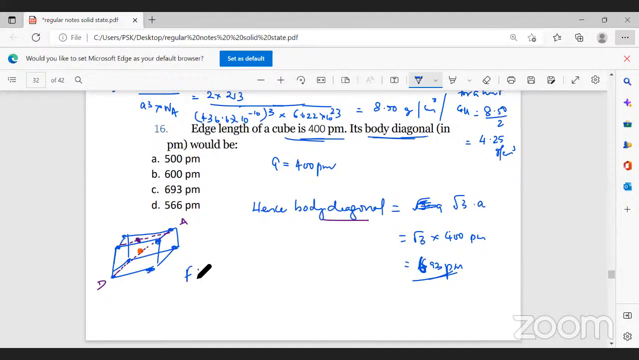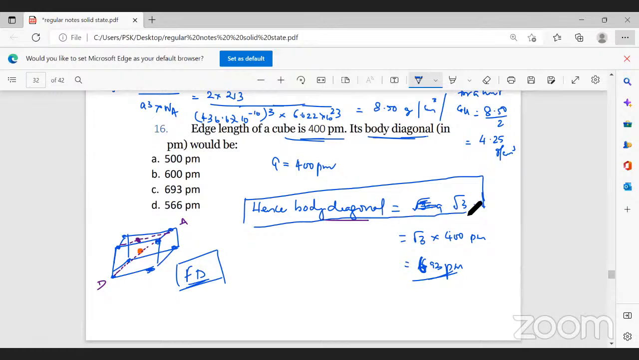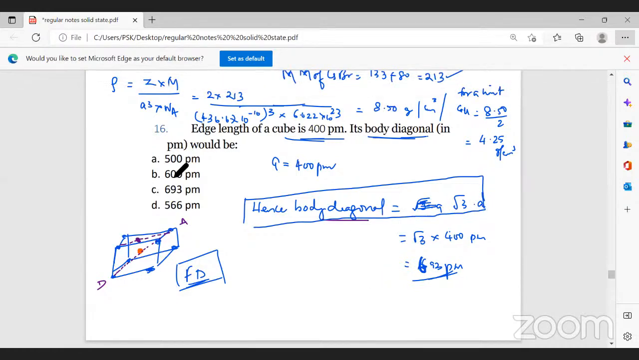The formula I have to remember: body diagonal is root 3 A. Find out the face diagonal and tell me tomorrow what the relation is. So you have to remember this formula. The body diagonal can be determined by the formula square root of 3 into A. A is called what? Edge length. For this problem, the answer is 693 picometers, because they have given the edge length in picometers, and the options are also in picometers. Therefore, no conversion is required, so we can directly substitute and give the answer.